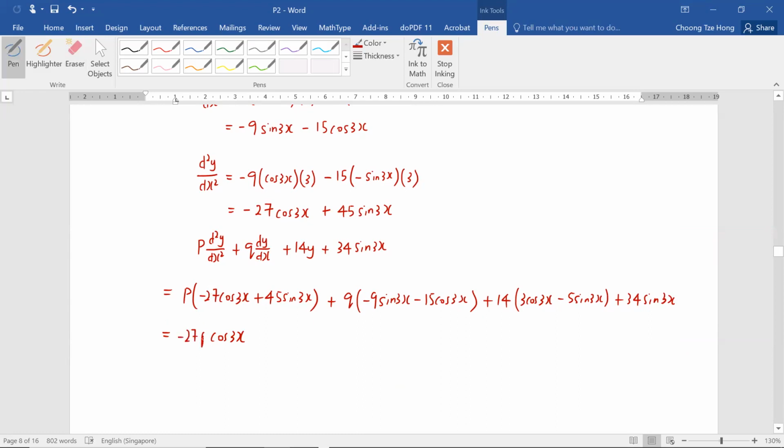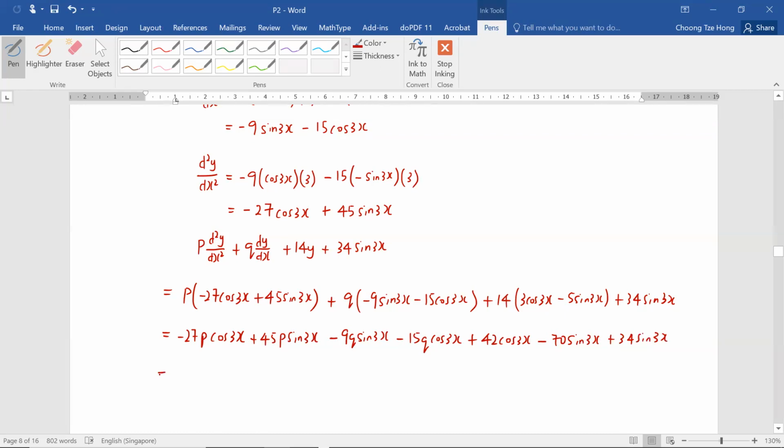Okay, negative 27p plus 45p sine 3x minus 9q sine 3x minus 15q cosine 3x plus 42 cosine 3x minus 14 times 5, 70, right? So 70 sine 3x plus 34 sine 3x.